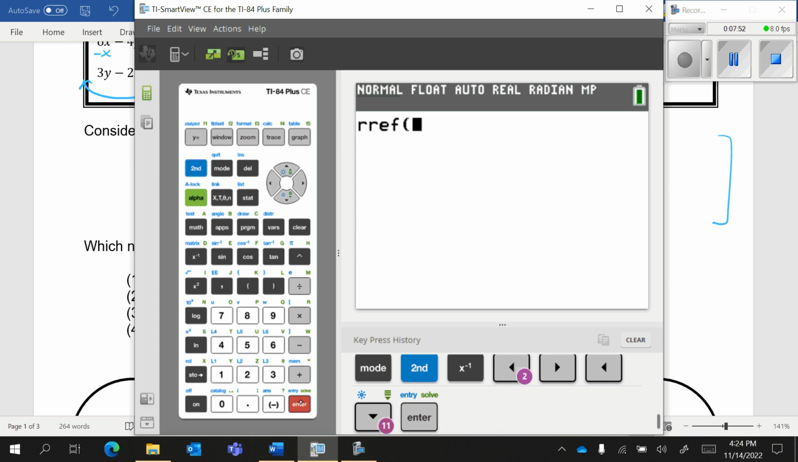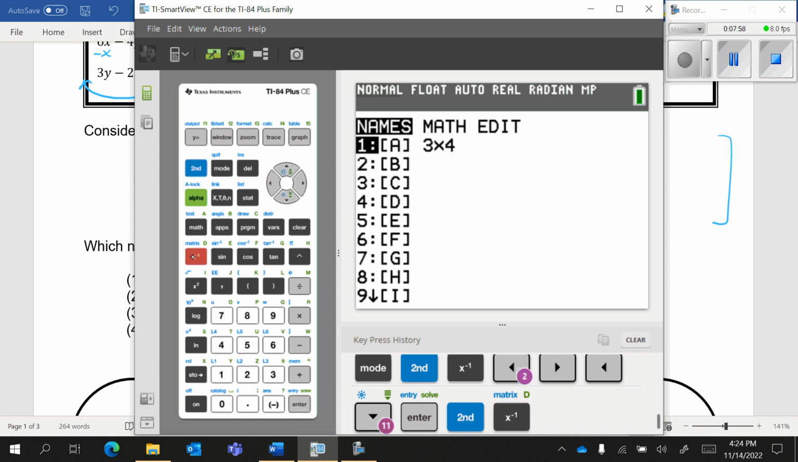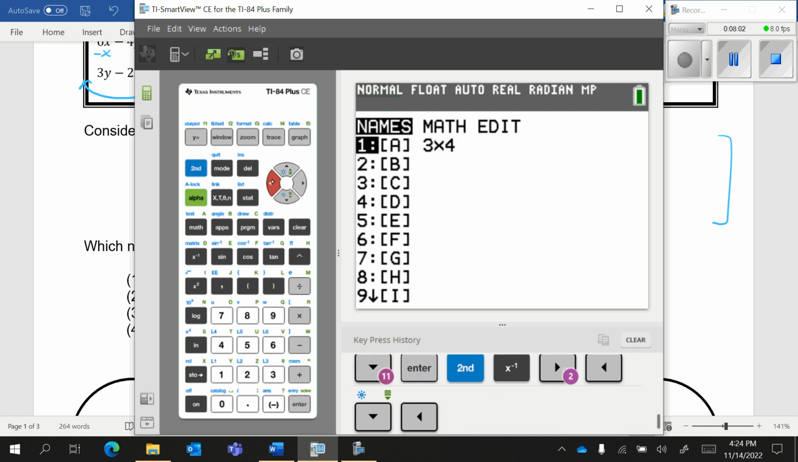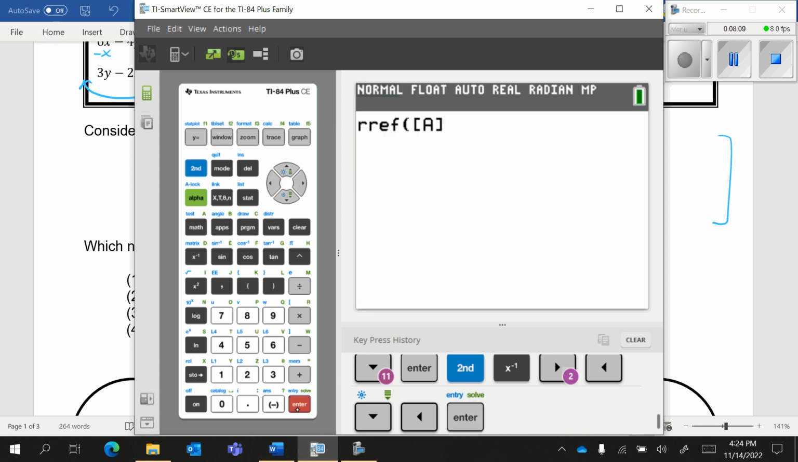And now you told it to solve, but you need to tell it to solve what? So if you go back to second matrix, we did edit, we did math, and now you need to tell the calculator what to solve. Well, you just spent all that time editing matrix A. So choose matrix A. This tells your calculator, solve matrix A. And you get something that looks like this. Now, the 1s and 0s, that's actually called the identity matrix. Not that you need to know it, but I like it.